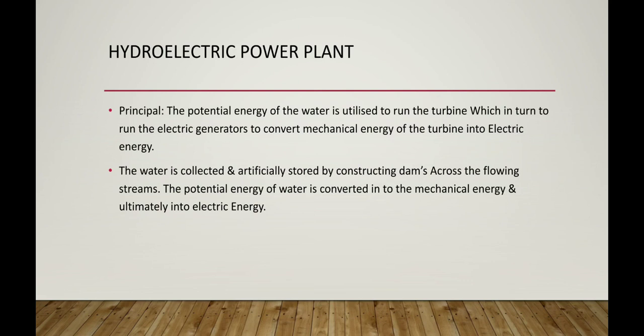Now the first power plant is the hydroelectric power plant. The potential energy of the water is utilized to run the turbine, which in turn runs the electric generator to convert the mechanical energy of the turbine into electric energy. The water is collected and artificially stored by constructing dams across flowing streams. The potential energy of the water is converted into mechanical energy and ultimately into electrical energy.